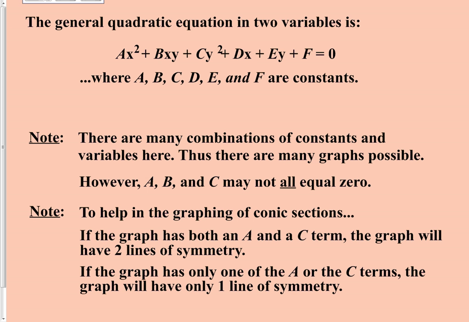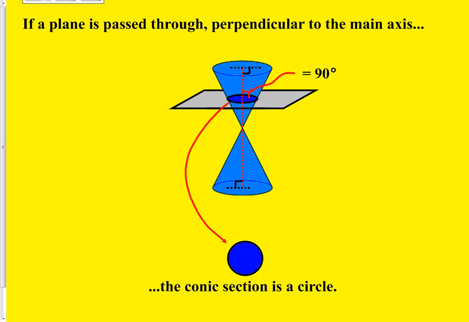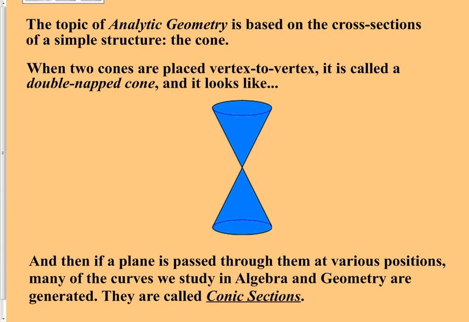Only one other thing to consider here, and I'm going to jump back to the double napped cone for just a second, if I can find it. There are some things in conic sections that are referred to as degenerate conic sections. We haven't talked about them really much at all, but I'd like to introduce you to them now, just in case. It's just a little extra tidbit of knowledge here.